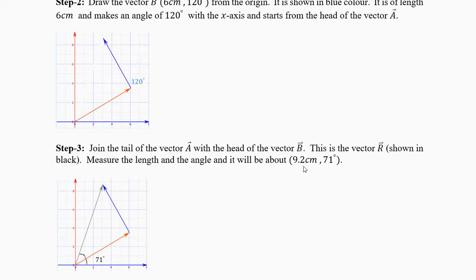And that result is 9.2 centimeters approximately and approximately 71 degrees. Some people will get a little less and a little more. In a campus exam, we allow an error of 2-3 degrees. But in multiple choice, you have to get the exact answer and I'll tell you how to get it.